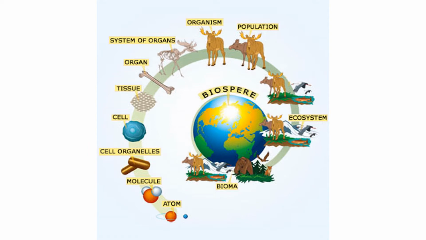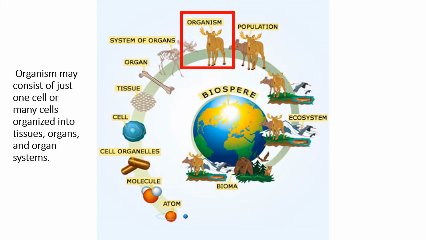Many organisms consist of single cells. In multicellular organisms, however, the cells are organized into specialized tissues that make up an organ. Now, multiple organs are linked into an individual's organ system. Now, we have now reached the level of the organism, which may consist of just one cell or of many cells organized into tissues, organs, and organ systems.